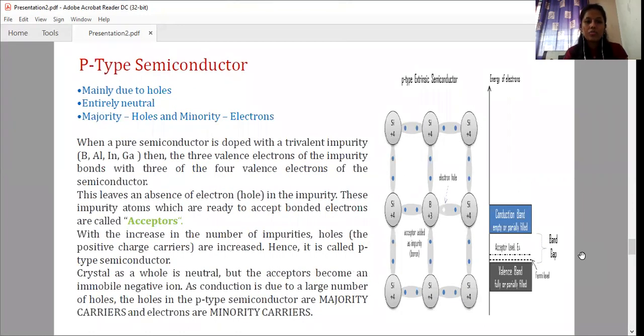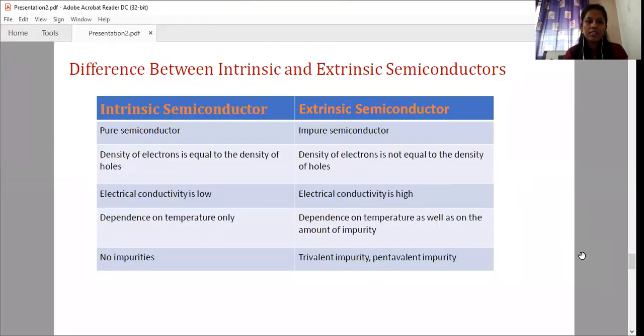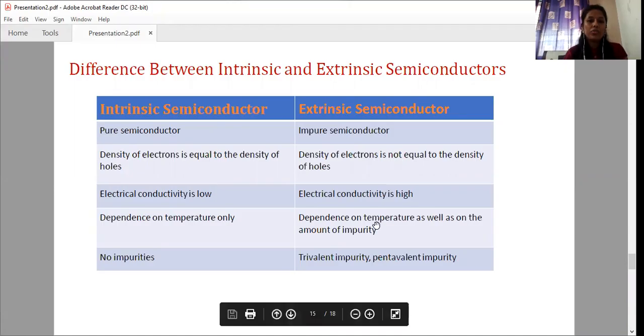Okay. I hope everyone can understand this concept. This is a very interesting topic to understand. So, this is the discussion about semiconductors and their types, intrinsic and extrinsic. Now I will show you the main differences between intrinsic semiconductor and extrinsic semiconductor.